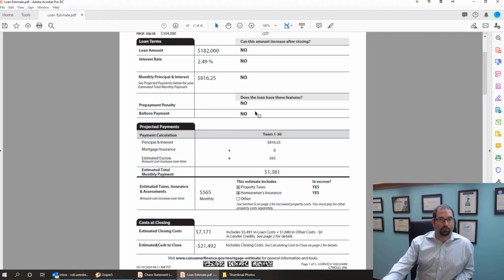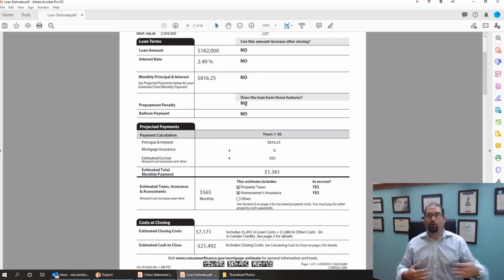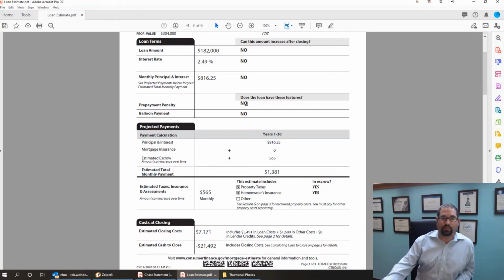Also, prepayment penalties and balloon payments. So if your loan has a prepayment penalty, it will say yes there. Prepayment penalty is, can you pay extra on the loan without being penalized? If you want to send in a $50,000 or $100,000 prepayment, can you do that without being penalized? So you want this to be no, to give you flexibility. And same thing with balloon payments.